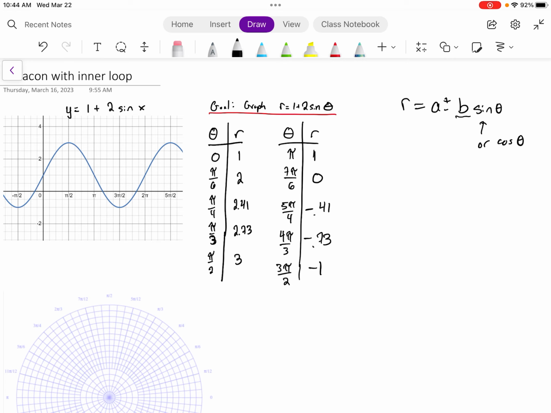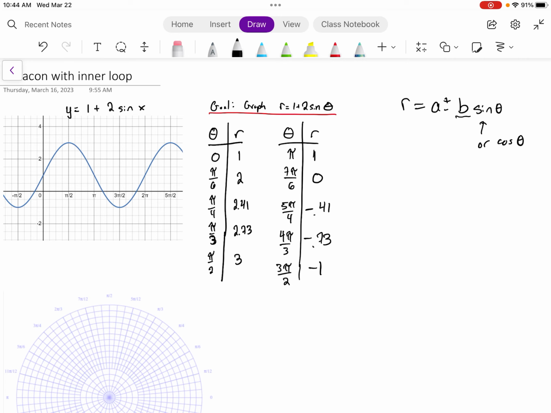And I tend to think about polar slightly differently. I know that might scare some of you. I like to think of it with a T-chart, and also thinking about the graph in our normal Cartesian world. So I'm going to think today about graphing r equals 1 plus 2 sine theta. That's what we're going to start with.